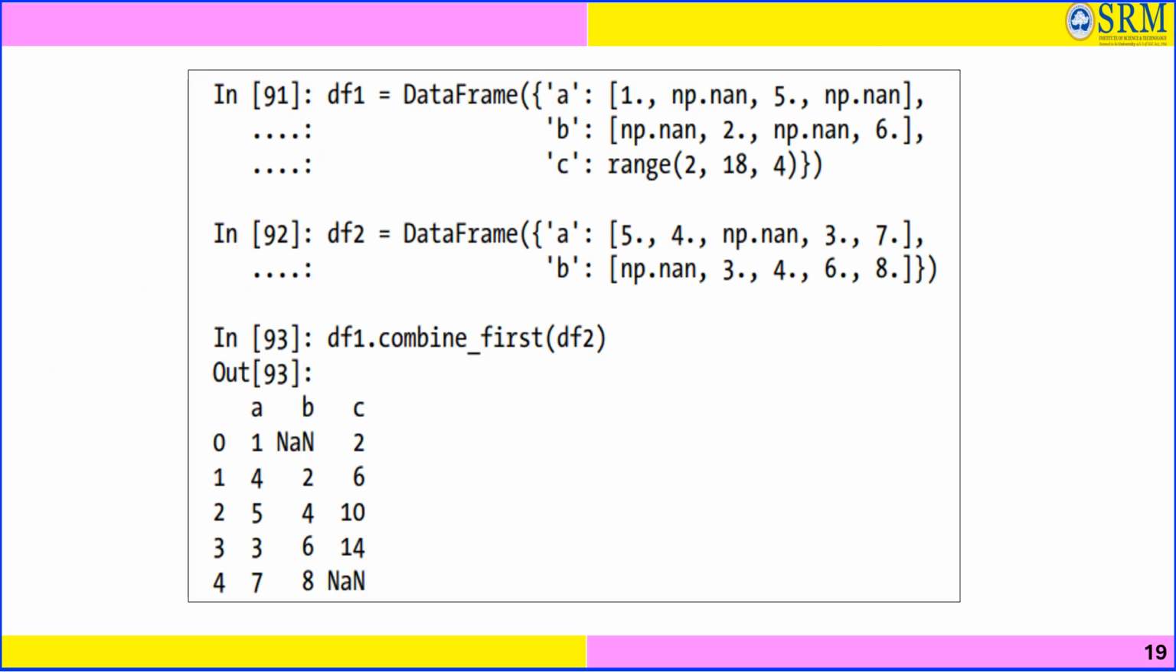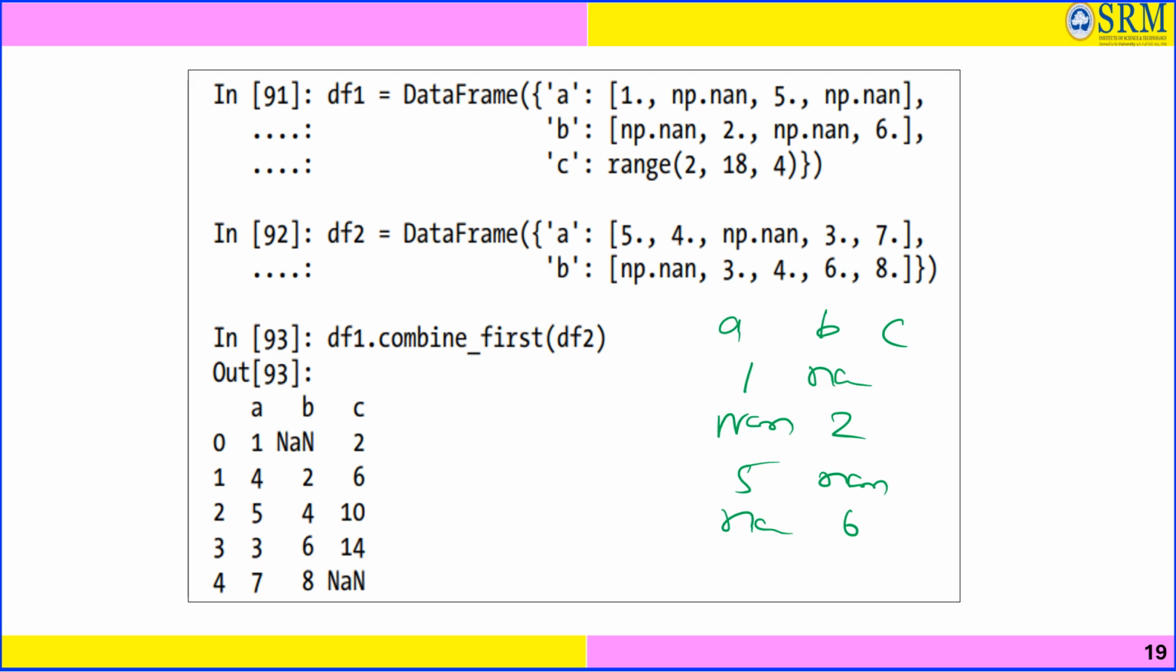Okay, so one more example. Here one data frame has a, b, c, and then the values are 1 and NaN, 5 and NaN. And for B it is NaN, and then 2, NaN, and 6.